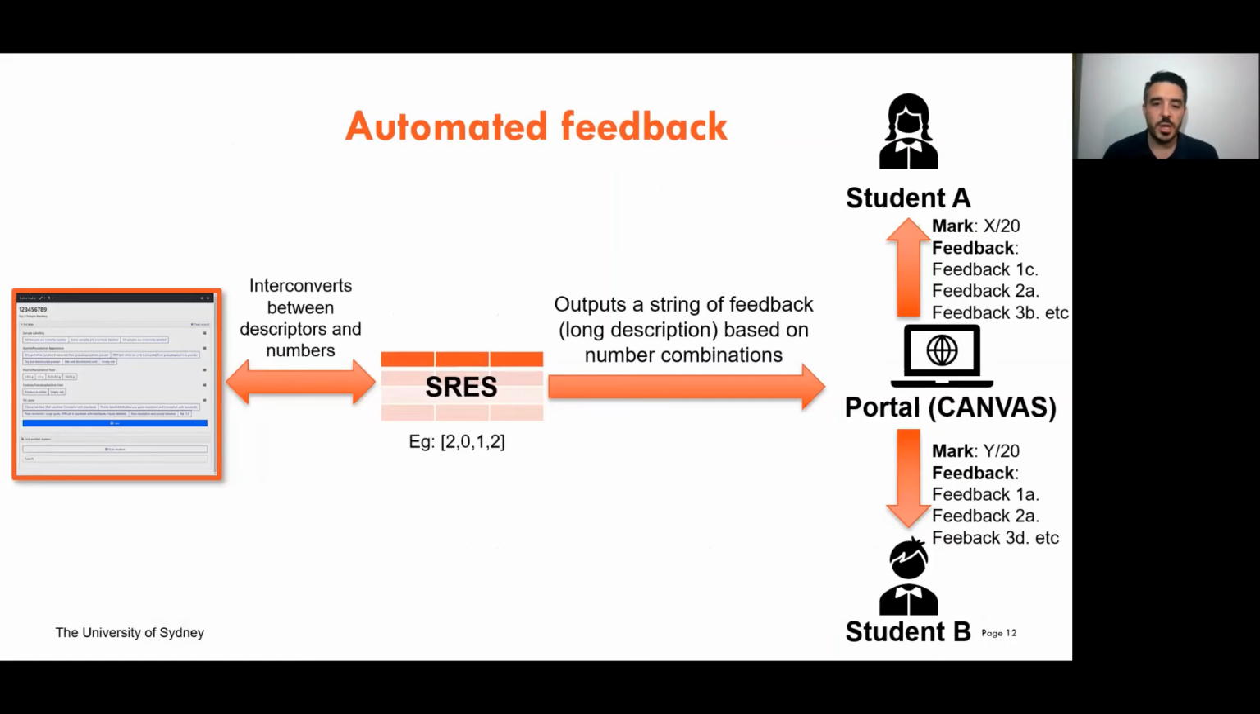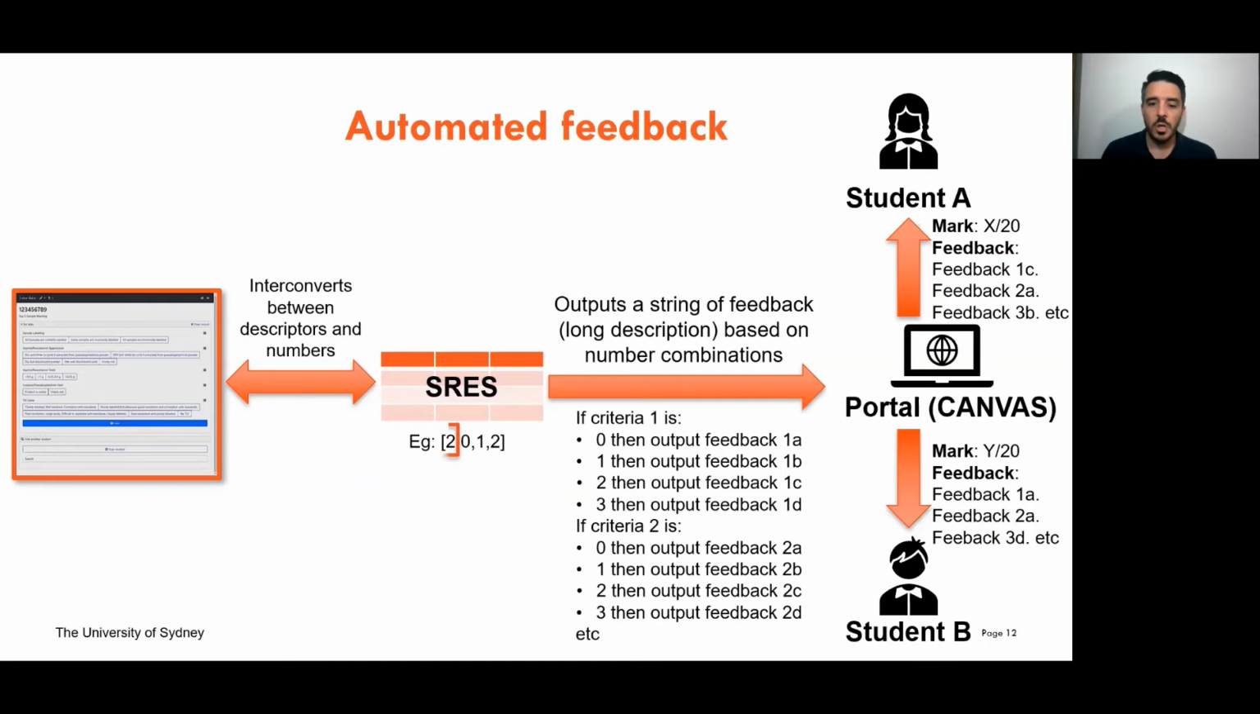So on the data entry page, assessors would simply click on these descriptor tiles that they think best match each criterion. And if you remember earlier, I mentioned that SRES stores these in the background as numbers. So the data looks a bit like this. But in addition to these grades, you can also save feedback statements to each score for each criterion. So depending on the number here, you're able to look up a feedback statement that has been assigned to each score for each criterion.